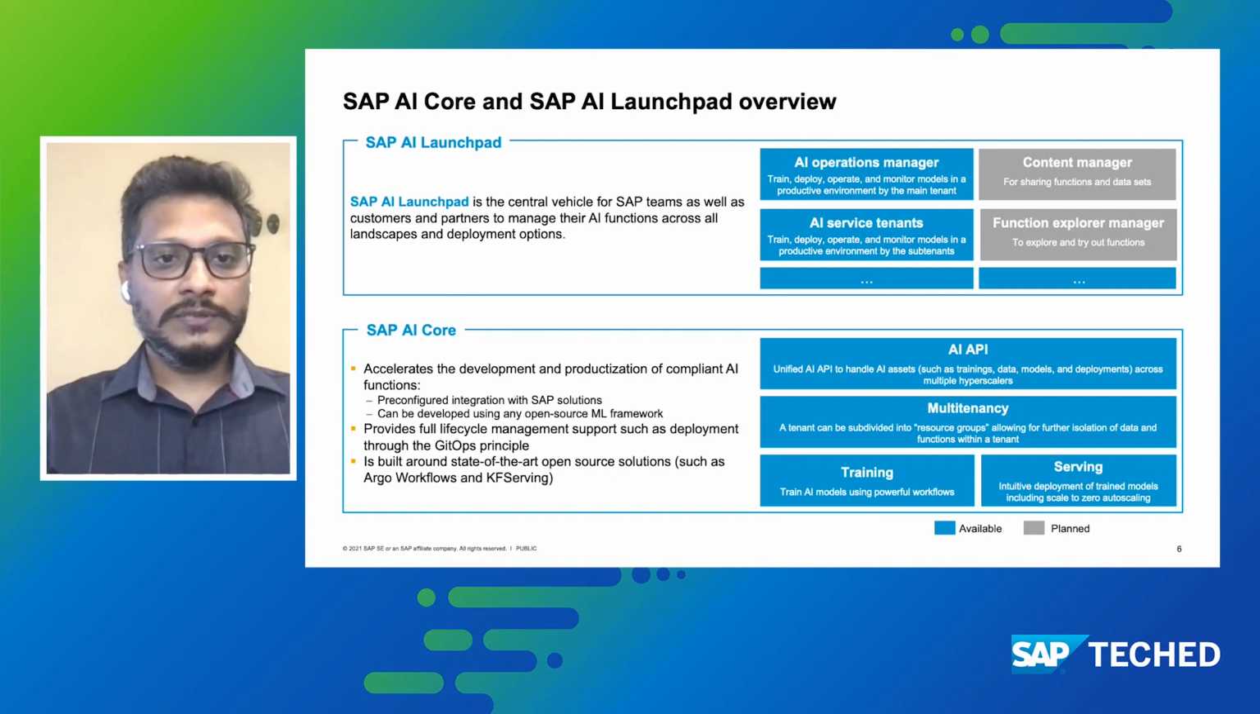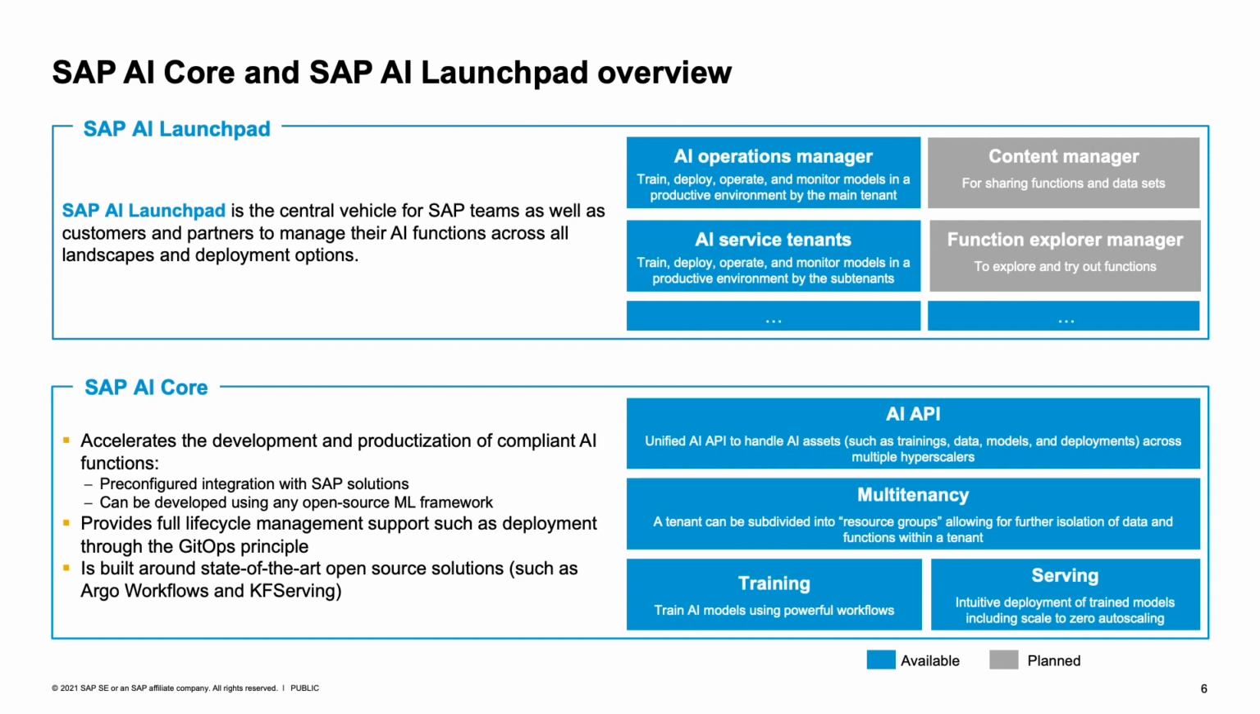Let's take a deeper look at the SAP AI Core and Launchpad. SAP AI Launchpad is the central vehicle for SAP teams, as well as its customers and partners, to manage their AI functions across all landscapes and deployment options. As of now, it contains the AI Operations Manager to manage subtenants and AI Service tenants to train, deploy, operate, and monitor models in the productive environment. Here, the operations manager can be considered as the main tenant, and the service tenant could be considered as a subtenant.